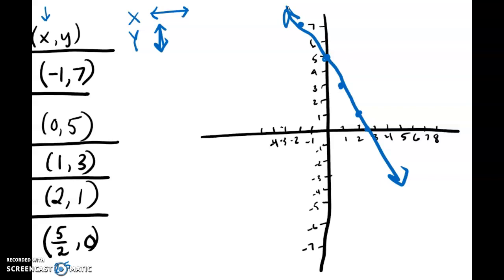This is the graph of the line y equals negative 2x plus 5. So this tells us that it has a slope of negative 2, so it's decreasing, and it will cross the y-axis at 5.